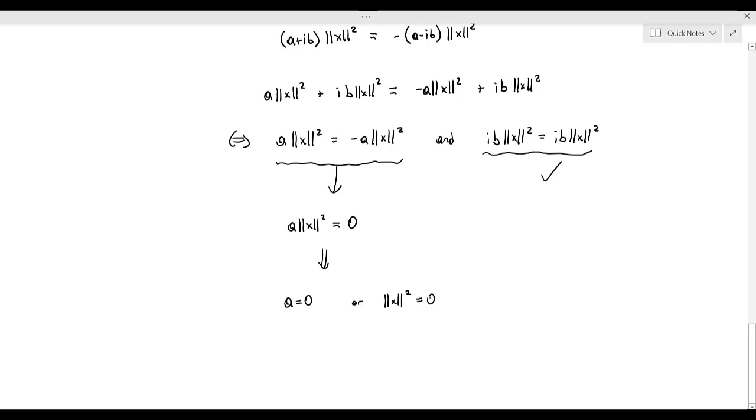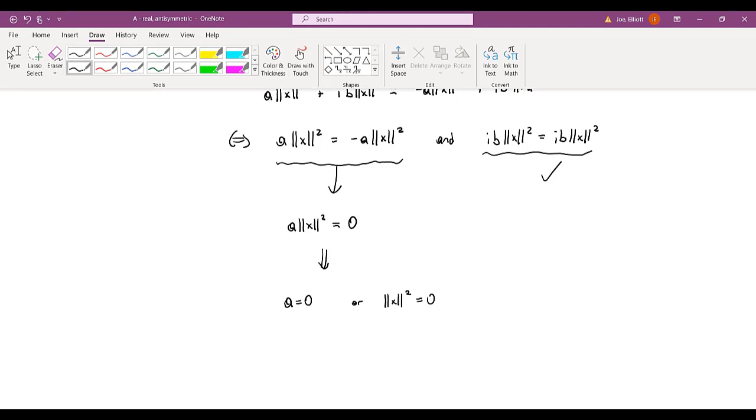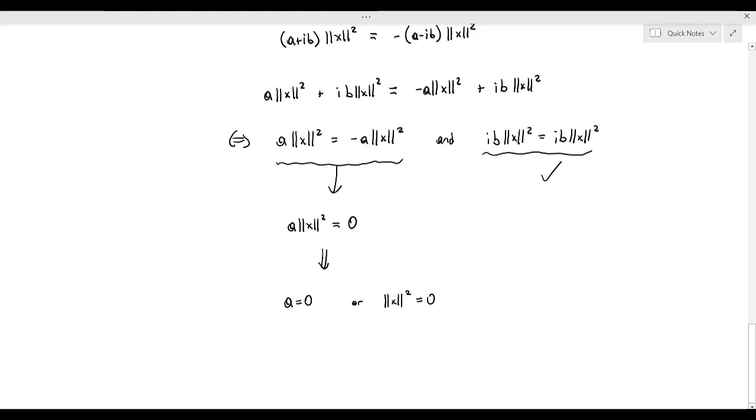Okay. But we can rule this case out, that the length of x is equal to 0. The reason why we can rule this out is because x was assumed to be an eigenvector of A, and eigenvectors are by definition non-zero. And so therefore, we have proven that a must be equal to 0 then.